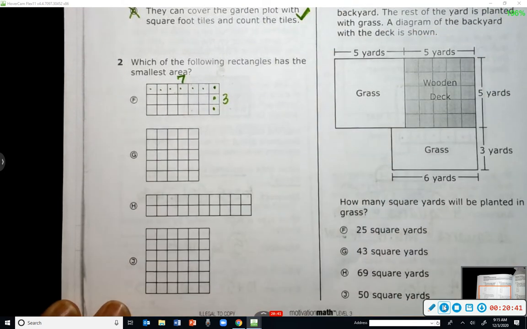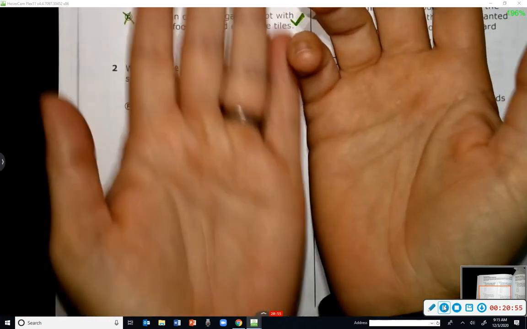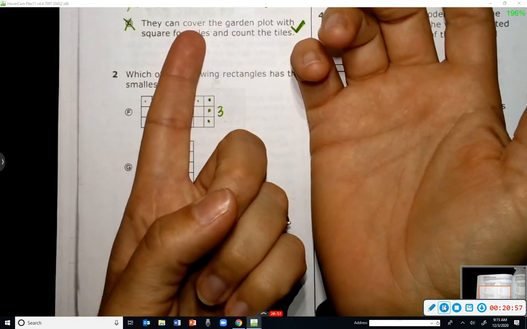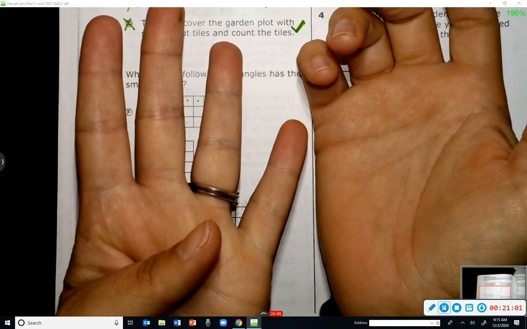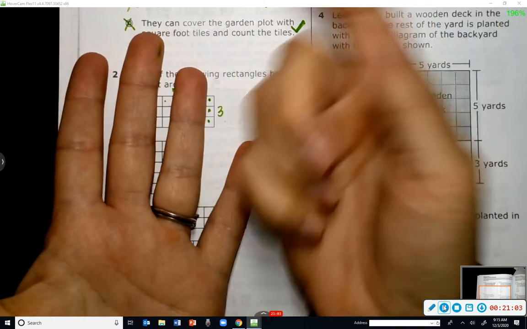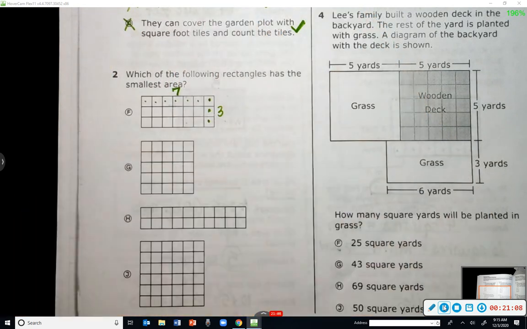So 3 times 7. Well, let's practice counting by threes. Okay? Everybody hold up your fingers, and we're going to skip by threes, and we're going to stop at which one? The 7th one, okay? So we're going to go 3, 6, 9, 12, 15, 18, 21. So 3 times 7 is 21.